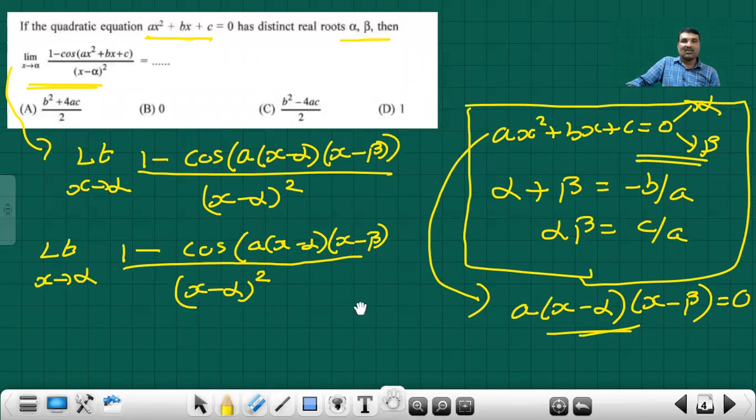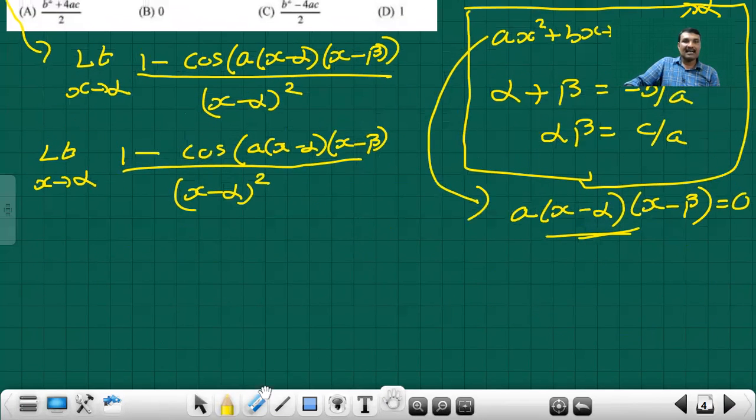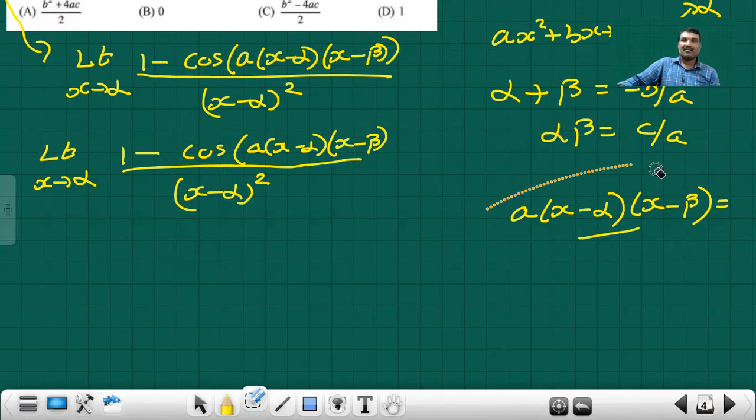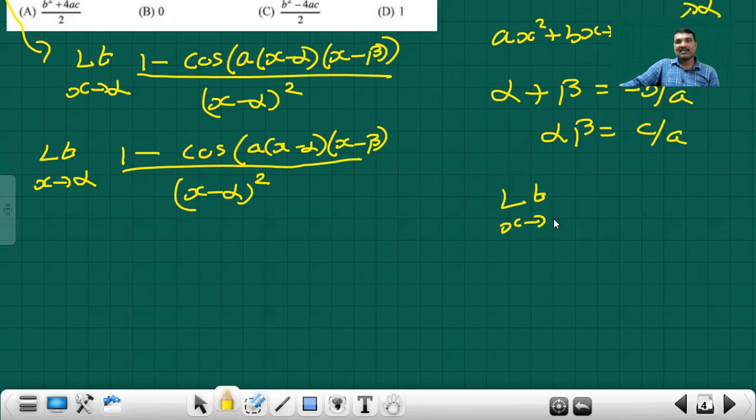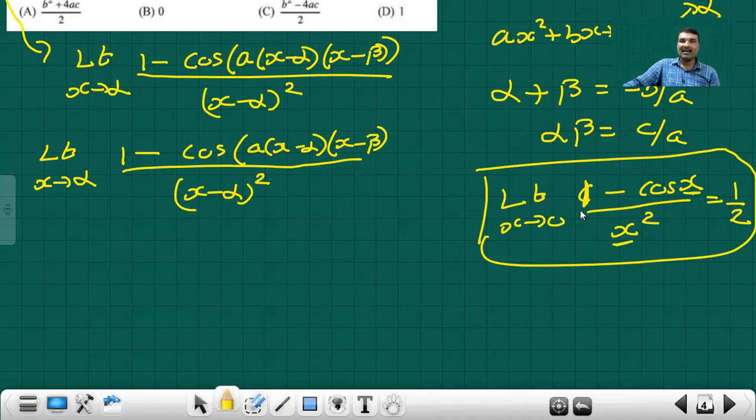So we have a standard limit. What was the standard limit? The standard limit is limit x tends to 0 of 1 minus cos x divided by x square, where the angle is x and the denominator becomes x square. The value of this standard limit is 1 by 2, provided it is of the form 0 by 0. So I am going to make this form.